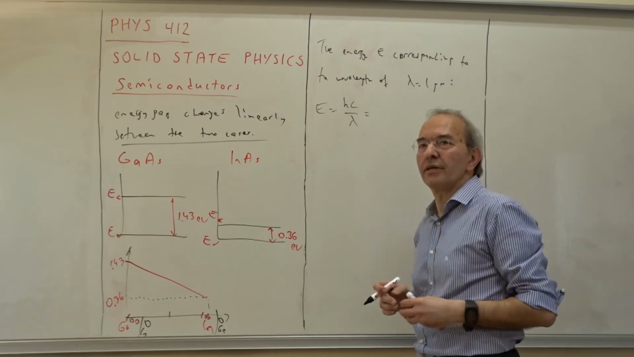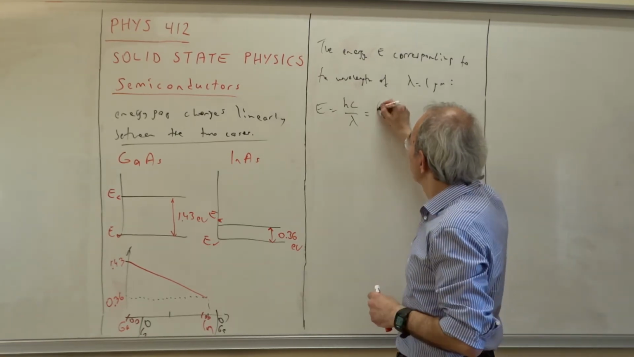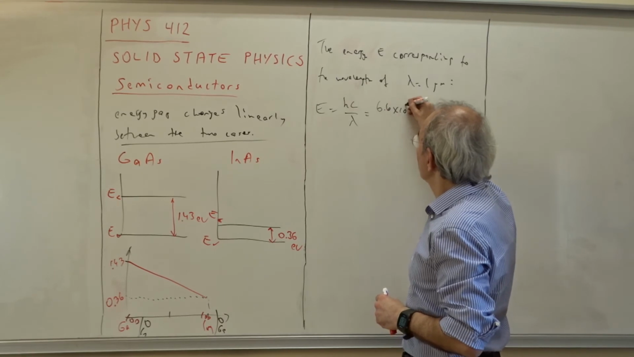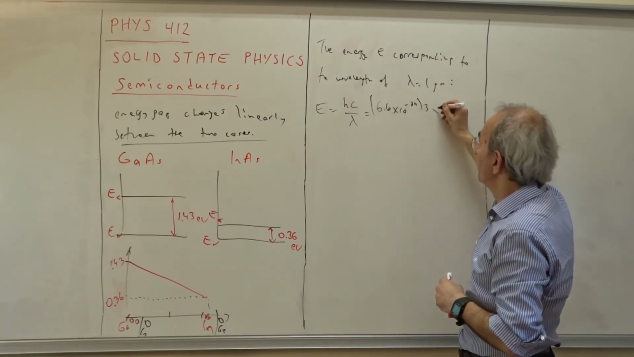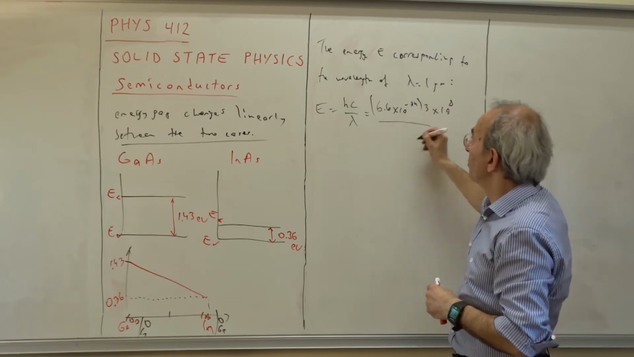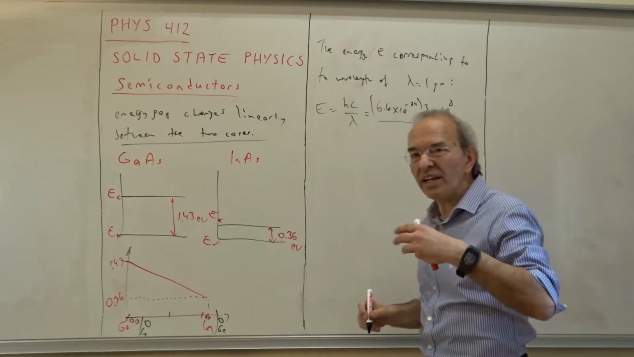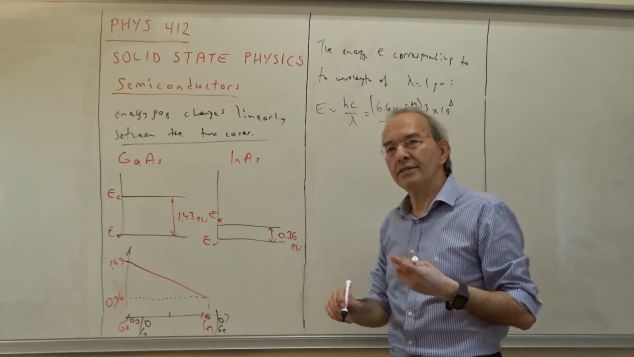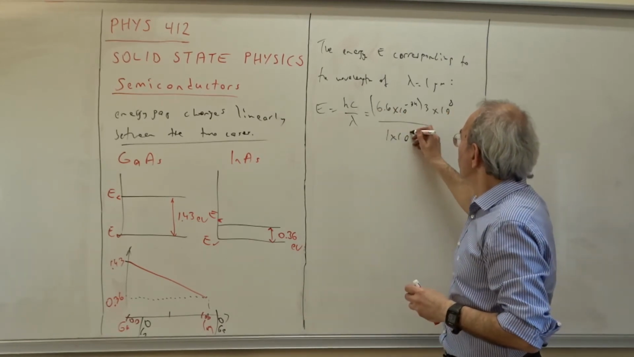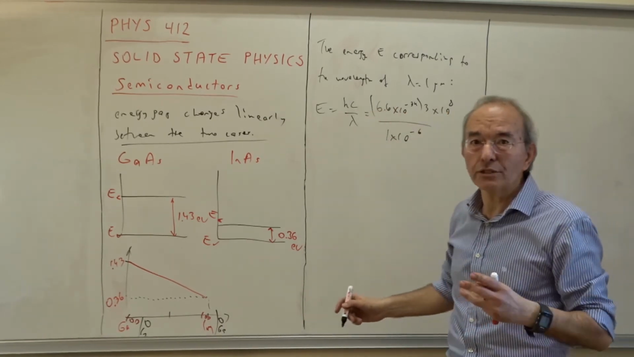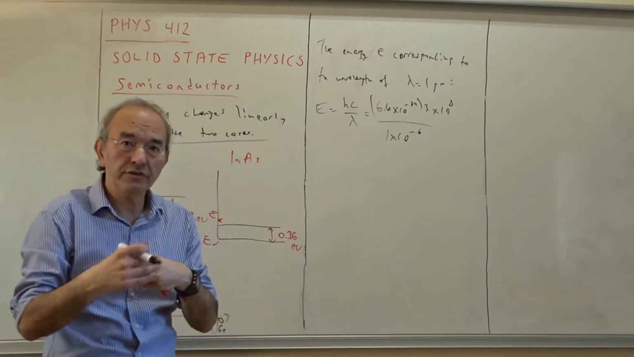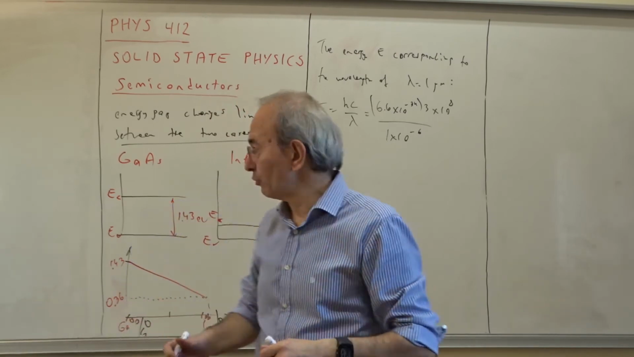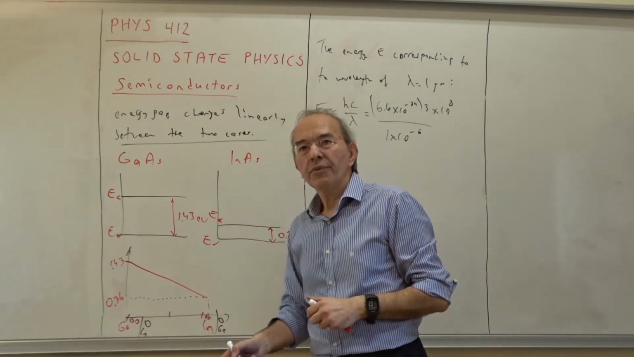Let's use the known data. h is 6.6 times 10 to the minus 34 multiplied by the speed of light, 3 times 10 to the 8, divided by lambda, 1 micrometer, 1 times 10 to the minus 6. As a result of this calculation, the result will be in terms of joules. After that conversion, we will have values in terms of electron volts, and then we will see where it corresponds to.